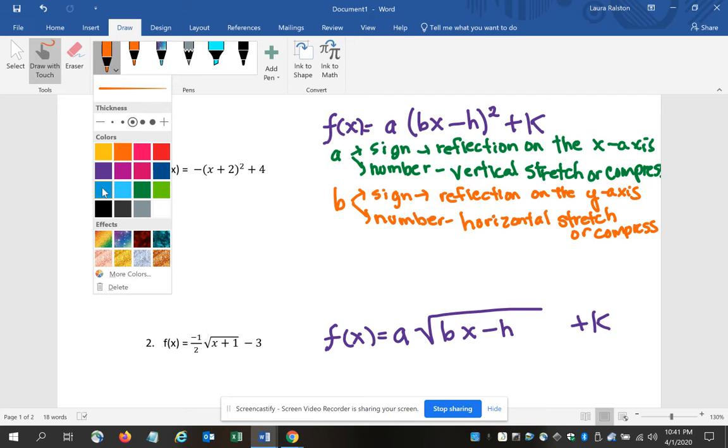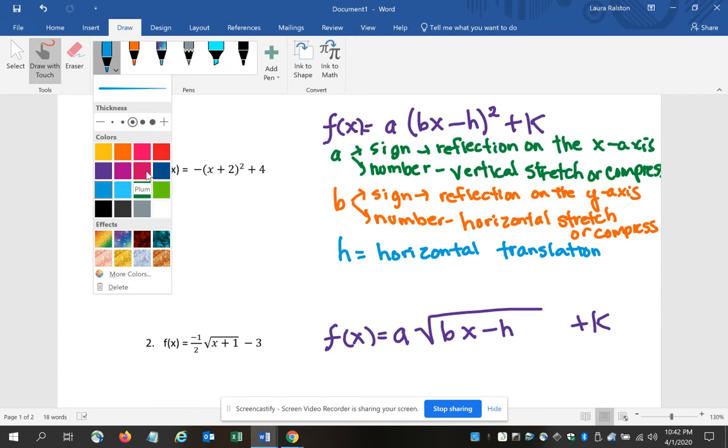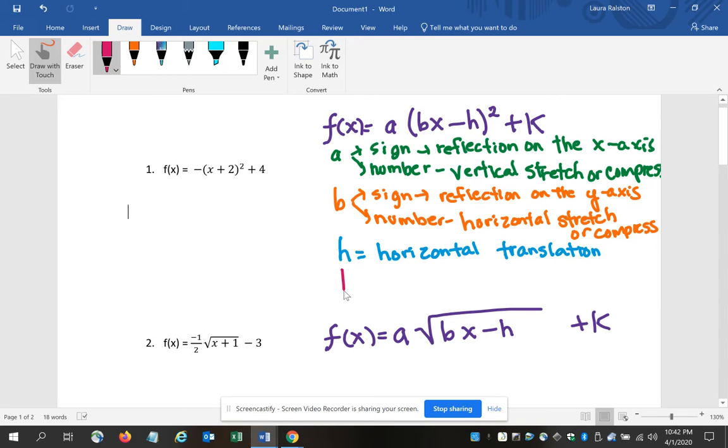The letter H tells us about the horizontal translation. Again, that's going to be whether it's moved left or right. And remember, it is backwards or opposite of what our brain would tell us. And then finally, K tells us about the vertical translation, whether the graph is going to go up or down. Okay, so you have to be able to look at the equation and tell me all the different things that are going to happen.